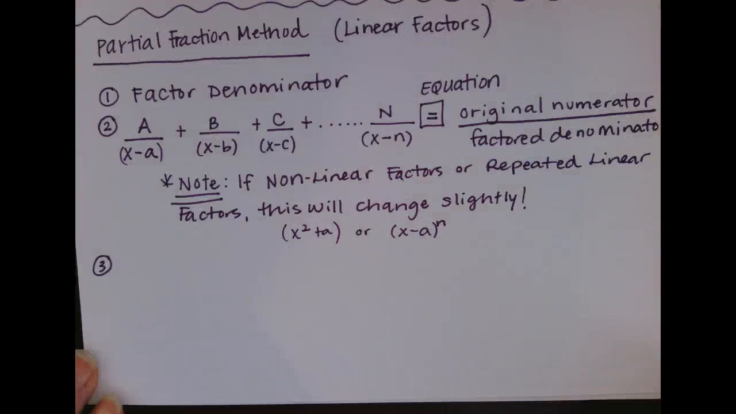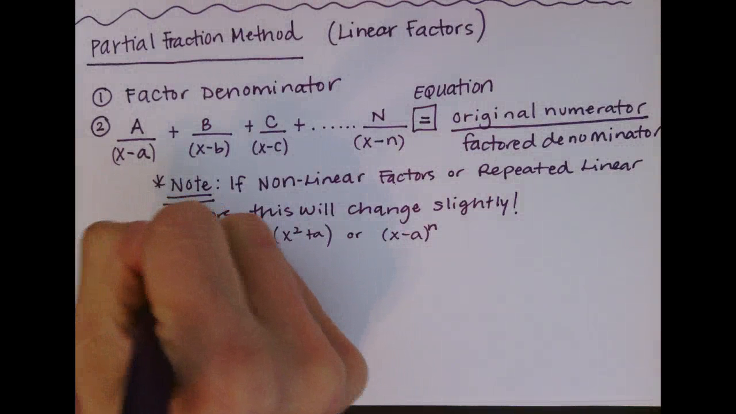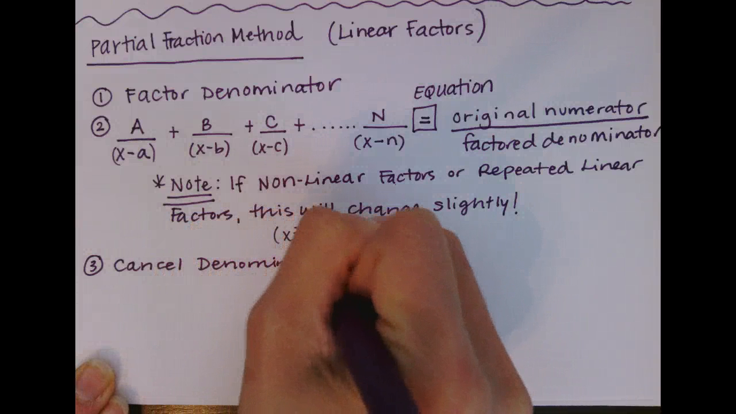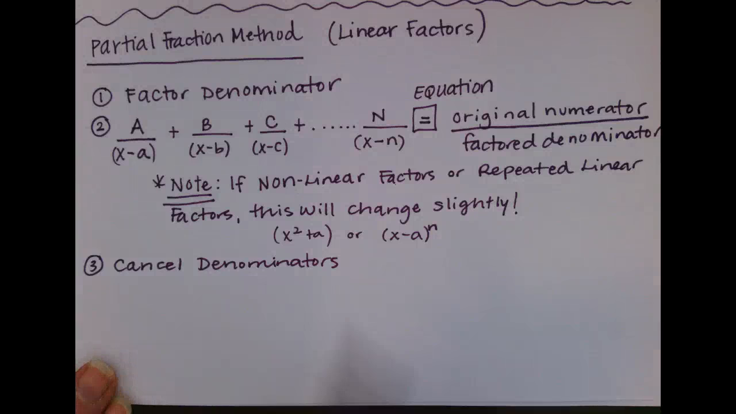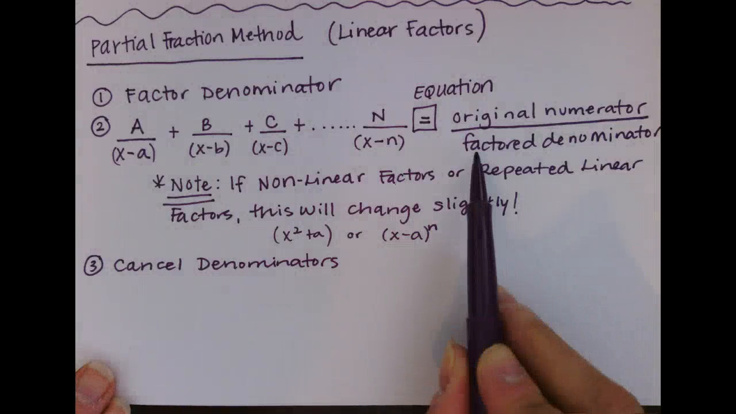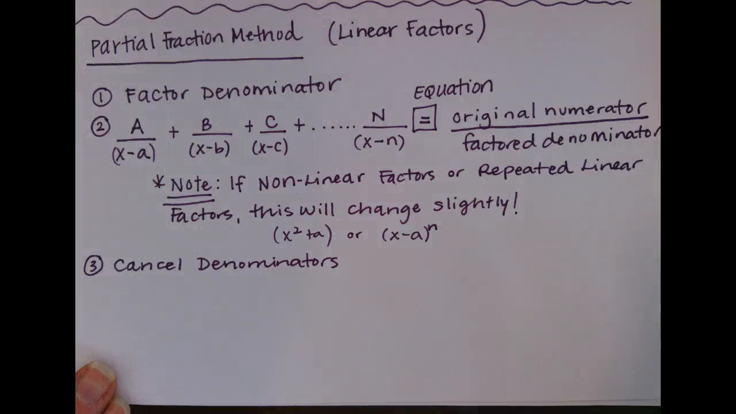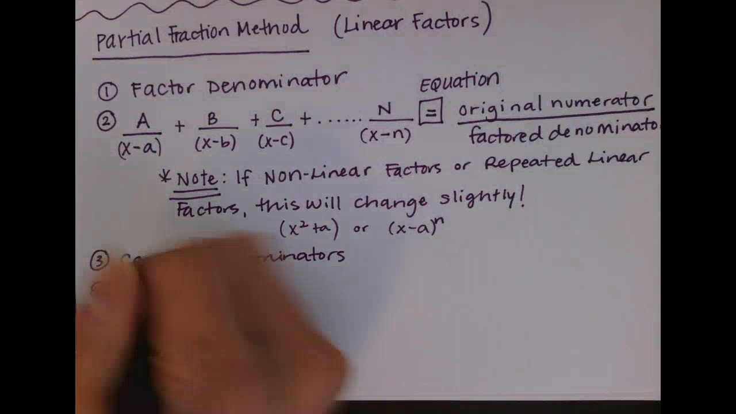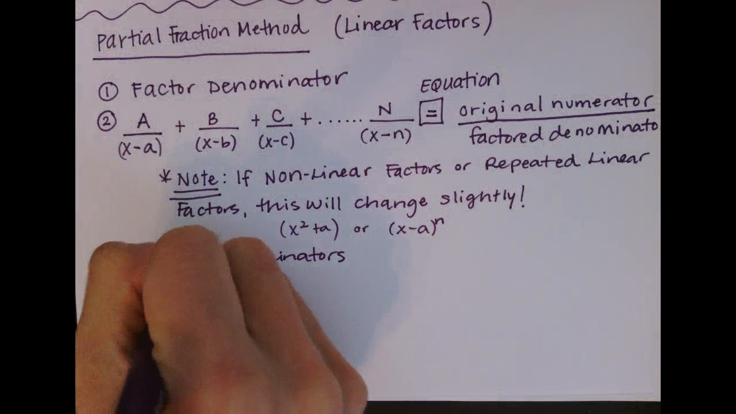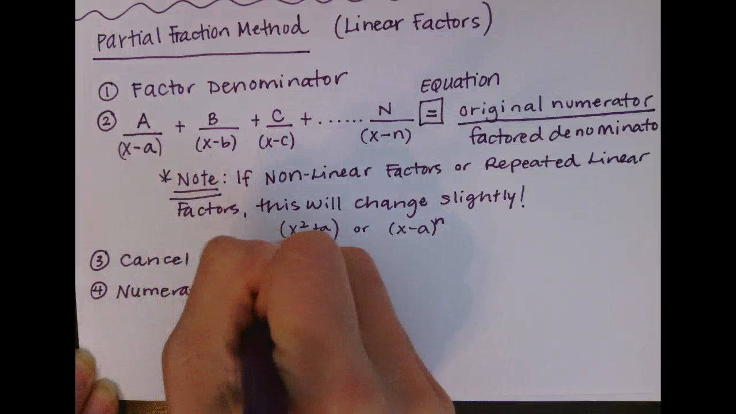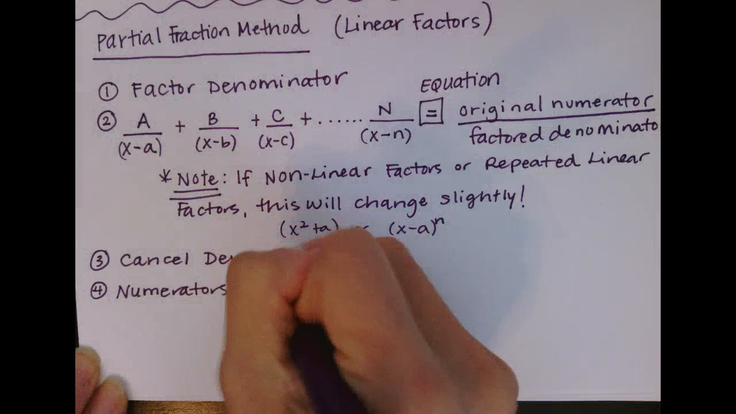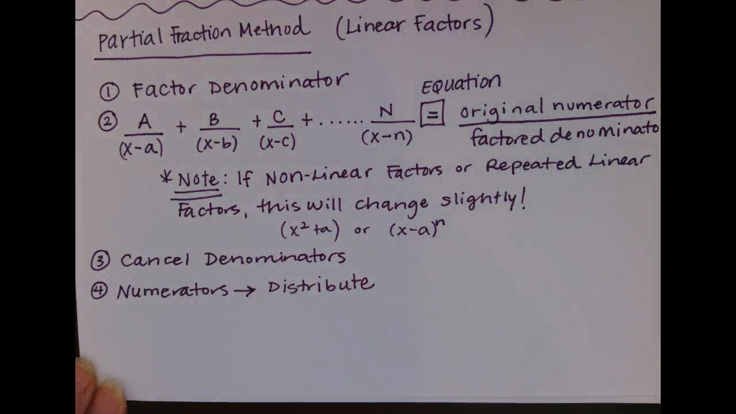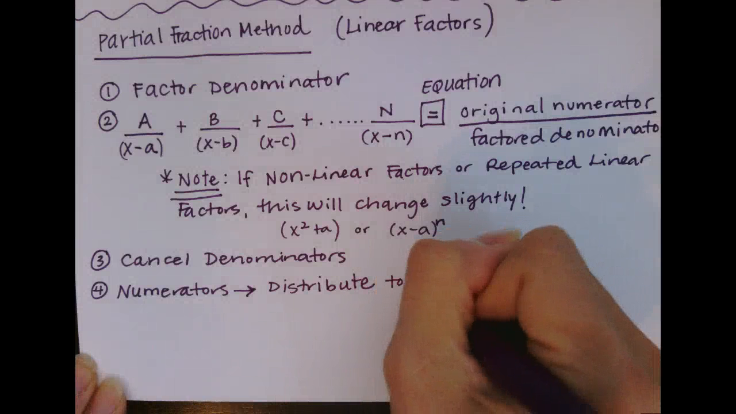Alright, step number 3 is that you're going to be able to cancel those denominators out. Since we've made sure that it's an equation, where the denominator on one side is exactly the same as the denominator on the other, we can cancel those out and focus on the numerators. So once the denominators are gone, you're going to look at your numerators and distribute all the way through to eliminate all the parentheses.